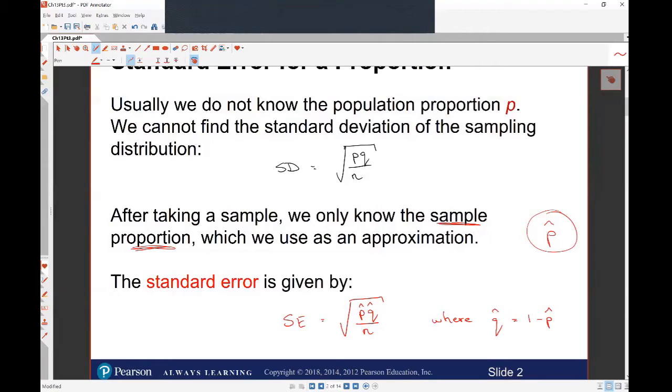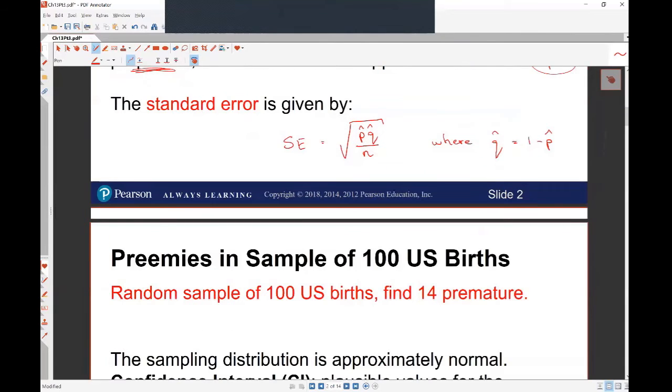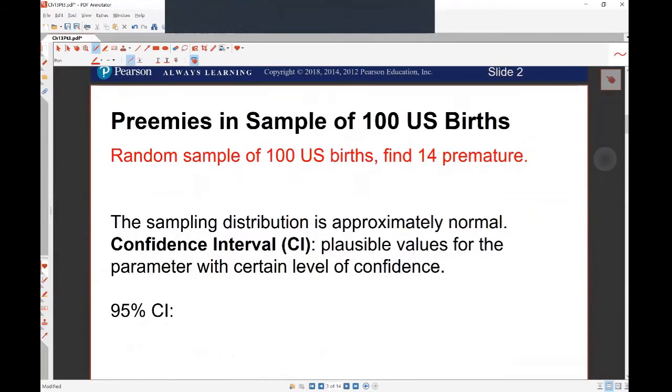The standard error helps us understand how far we generally expect the population proportion to be from the sample proportion. It's a measure of how much these quantities differ typically when the normal model holds. So let's look at an example of that.